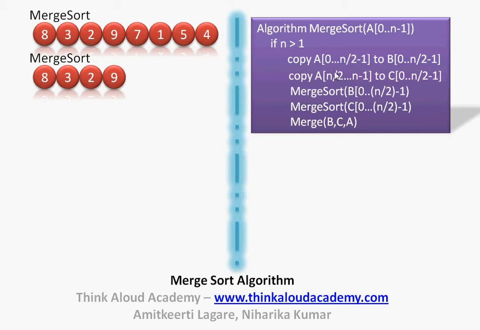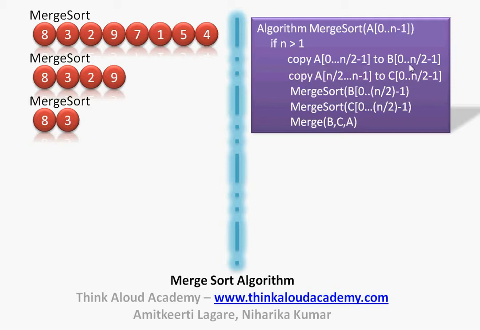Then what am I supposed to do? I'm supposed to call merge sort on the first half of the elements. That is call merge sort on B. So I'm going to call merge sort with just 8 and 3. So when I call merge sort again, I check if n is greater than 1. Yes, n is greater than 1 because I have 2 elements.